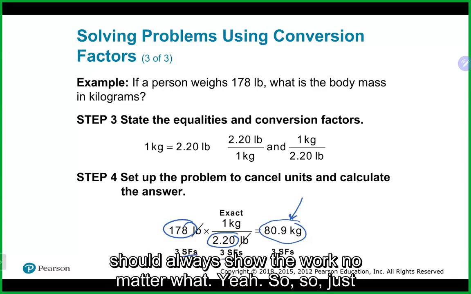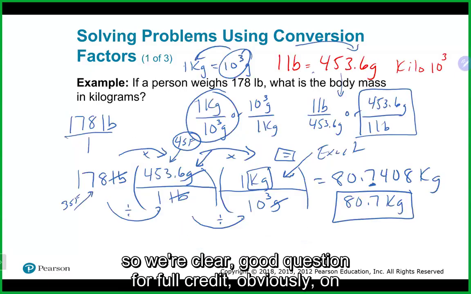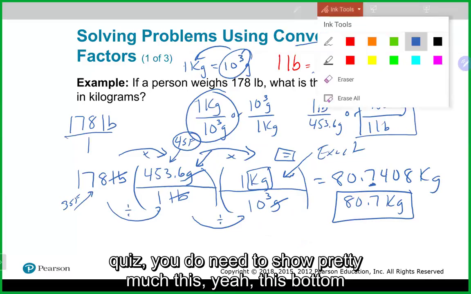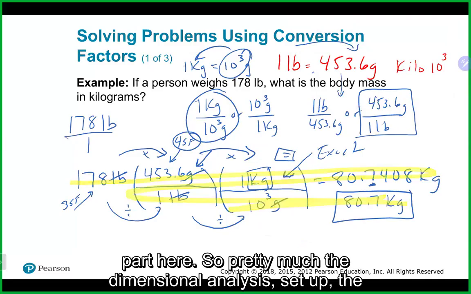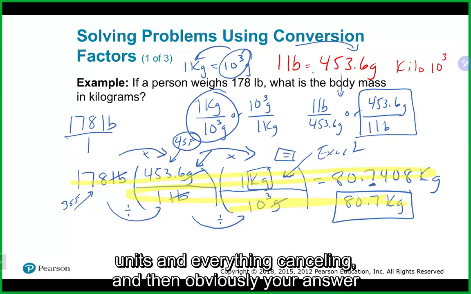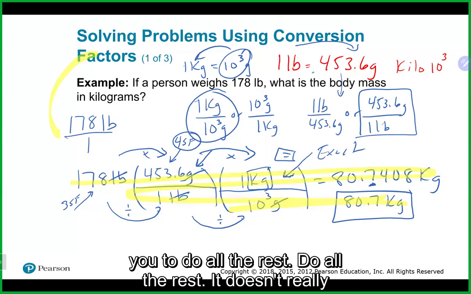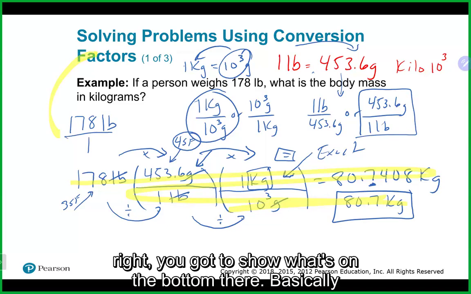You should always show the work no matter what. Just so we're clear, good question. For full credit on any type of problem on an exam or quiz, you do need to show pretty much this bottom part here: the dimensional analysis setup, the units on everything canceling, and then your answer to the proper number of significant figures. If it helps you to do all the rest, do all the rest. It doesn't really matter to me, but to get full credit, you've got to show what's on the bottom there, basically always.